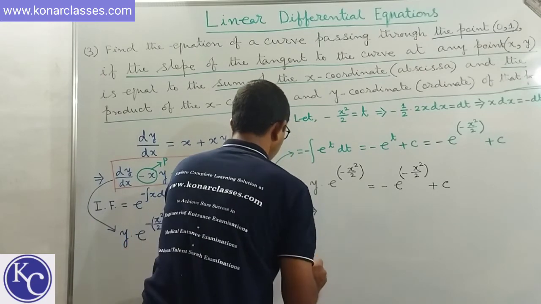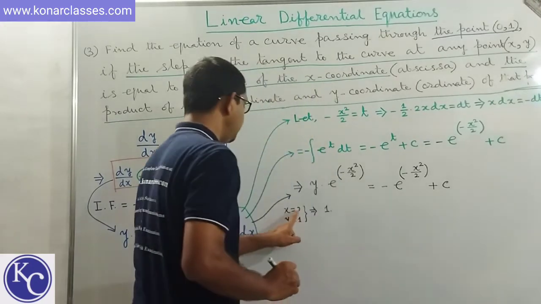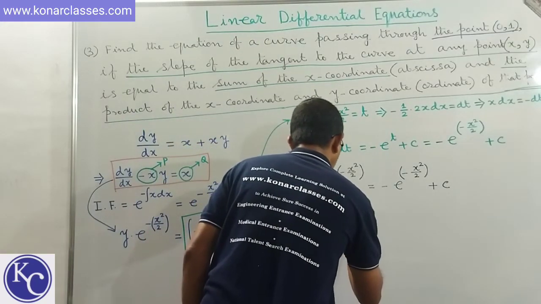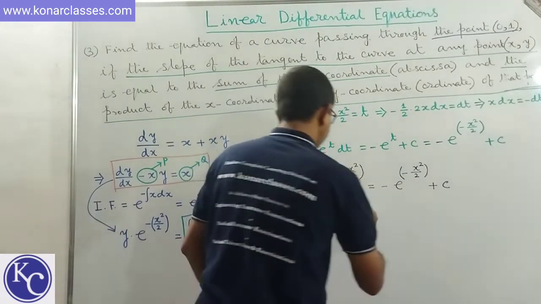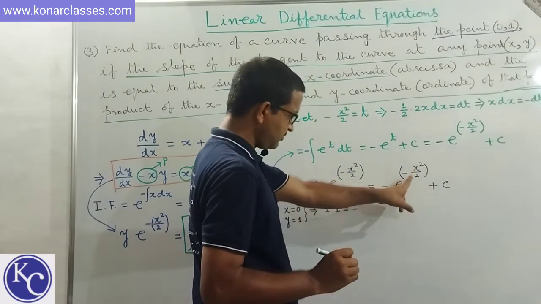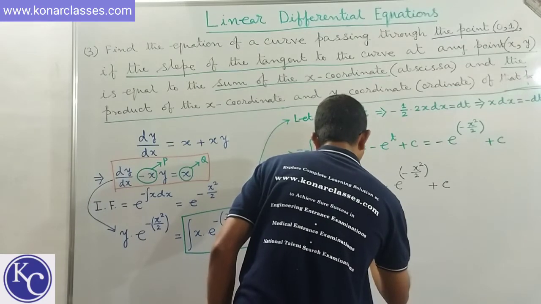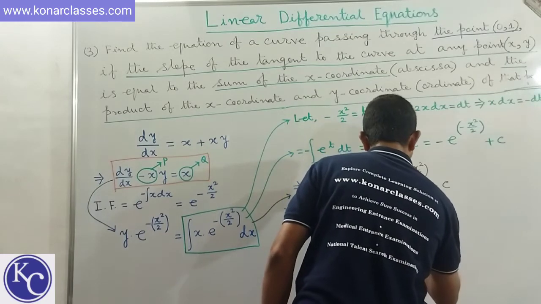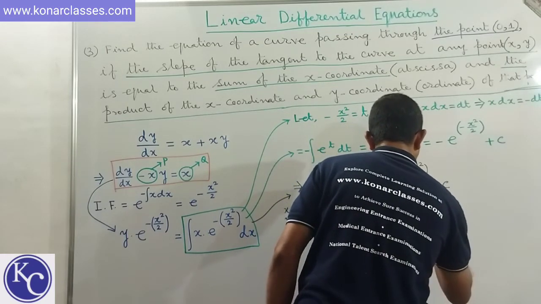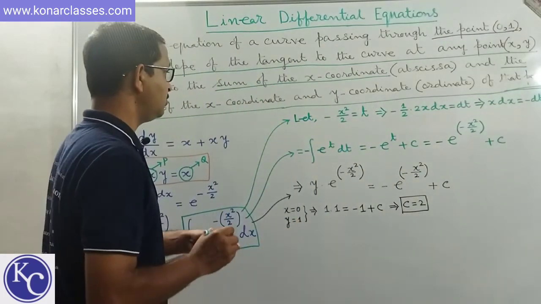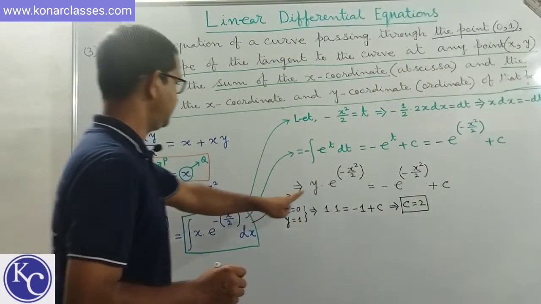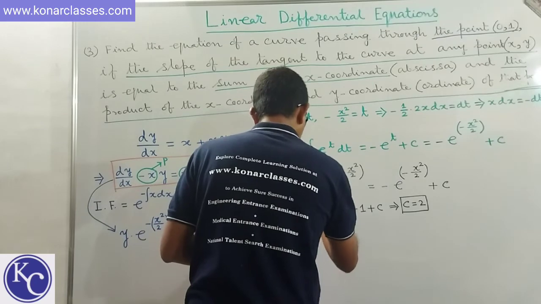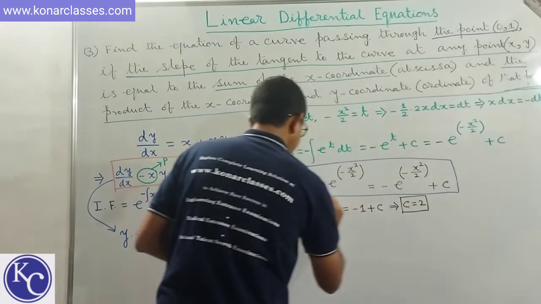What are we going to get? y equal to 1 into e to the power minus 0 by 2, that means e to the power 0. e to the power 0 is equal to 1. So 1 into 1 is equal to minus e to the power 0 minus 0 by 2 is 0, so that is equal to minus 1 plus c. So from here we get the value of c is equal to 2. Correct? Now this value of c equal to 2, we are going to apply it here.